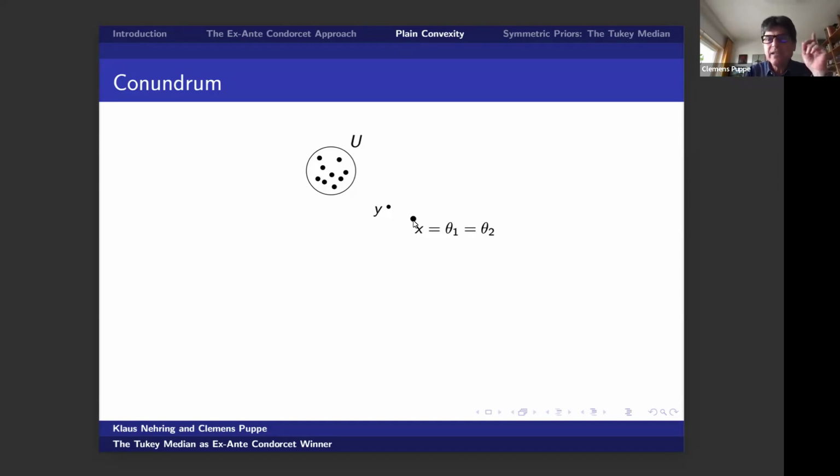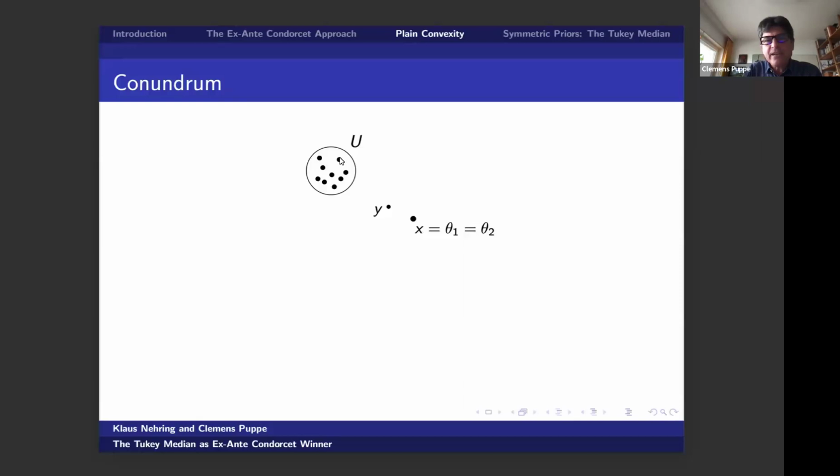Because if you are completely ignorant about underlying preferences, then for each voter you can draw, let's compare Y to X. To say that X is the ex ante Condorcet winner is to say that X must be ex ante preferred to Y. Let's suppose Y has no top, I mean, it's just an alternative, but it is between this U neighborhood and X. Now, the fact that X is ex ante preferred to Y rests on the following construction.